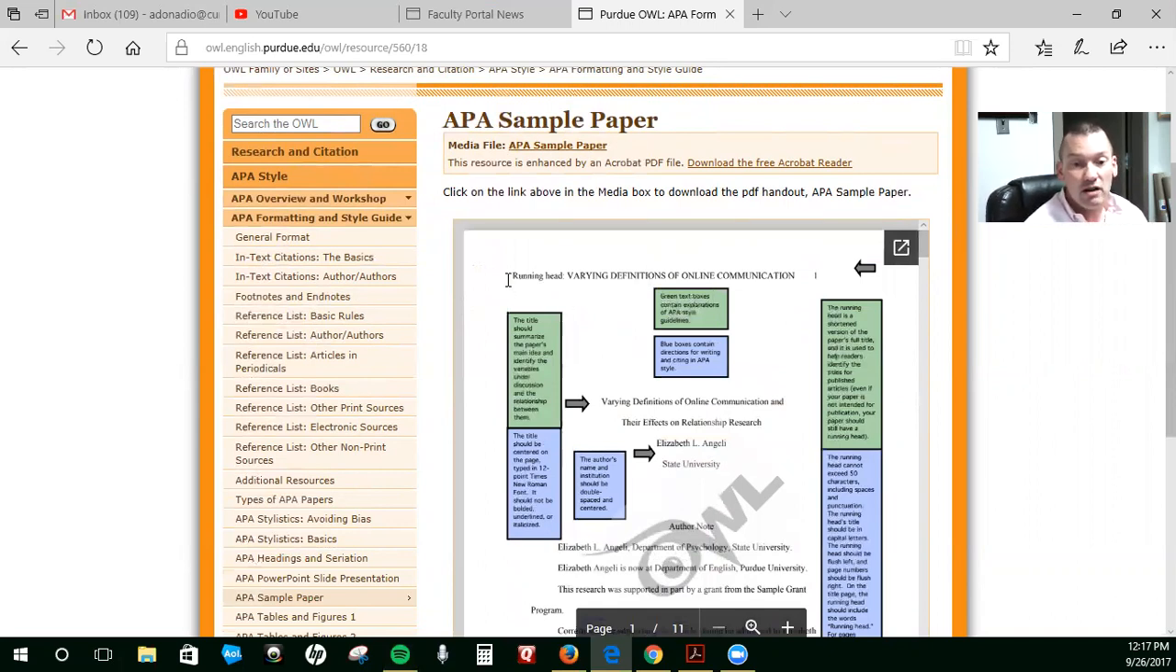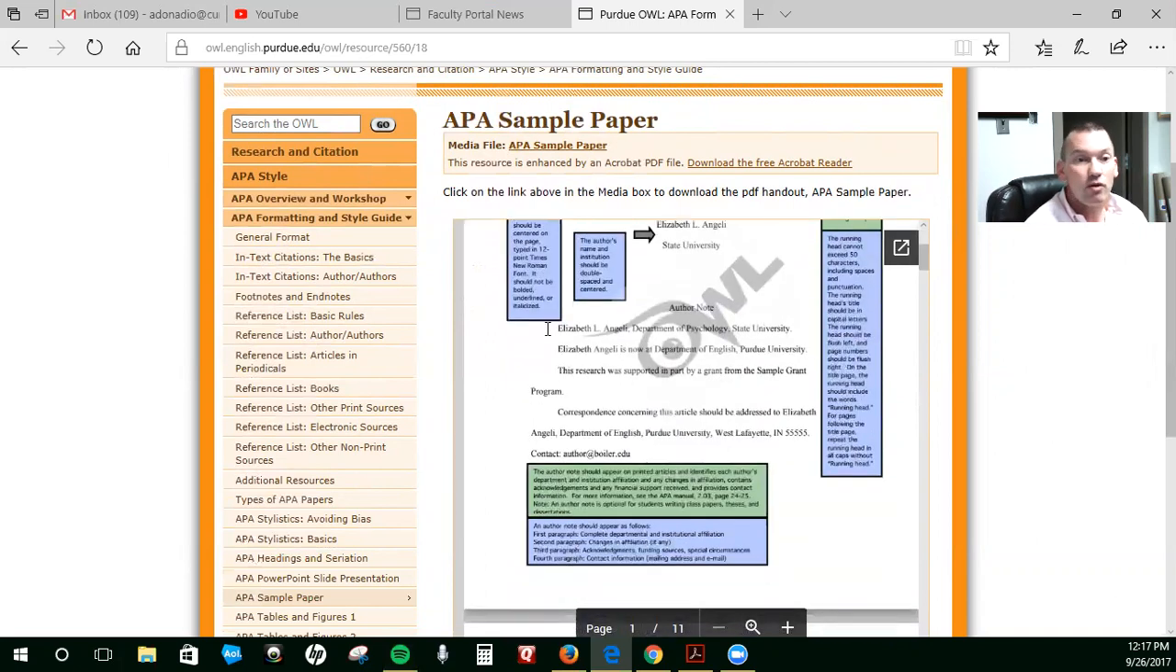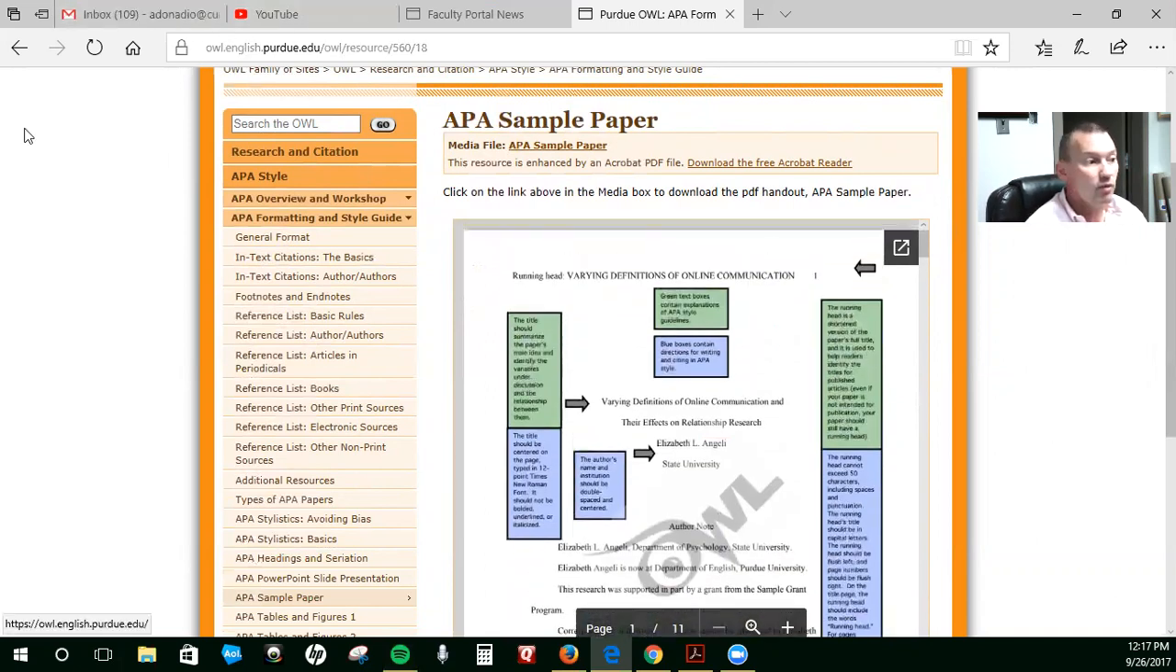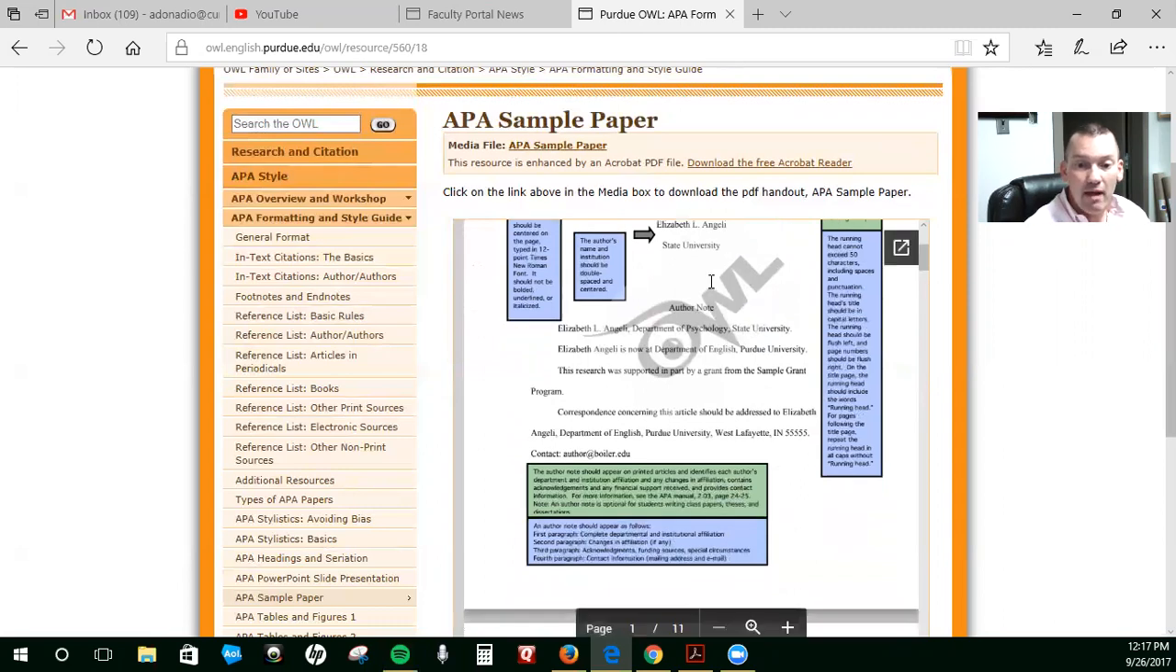In your cover sheet, again, you get your running header, which is formatted exactly like this with page numbers. If you go to this website, you can see the name of the website right here. It's OWL English Purdue Edu. You can see it right up there. That's going to be the website that you can use. You can find this information out, or just Google it. It's not that difficult. Okay.